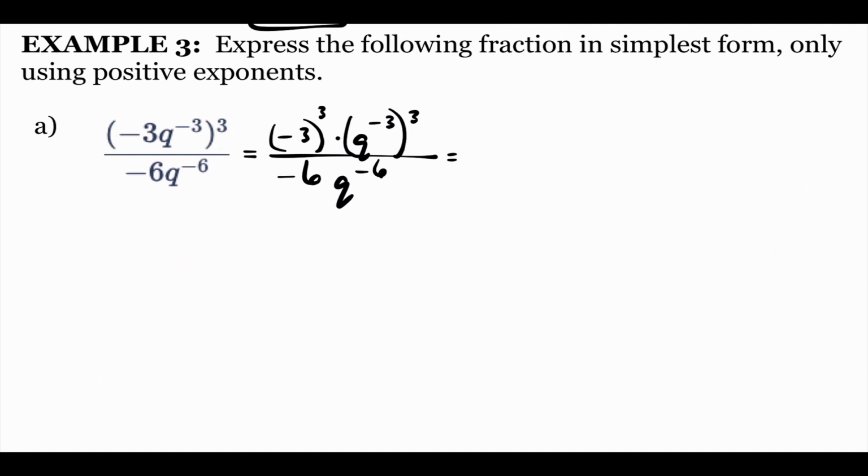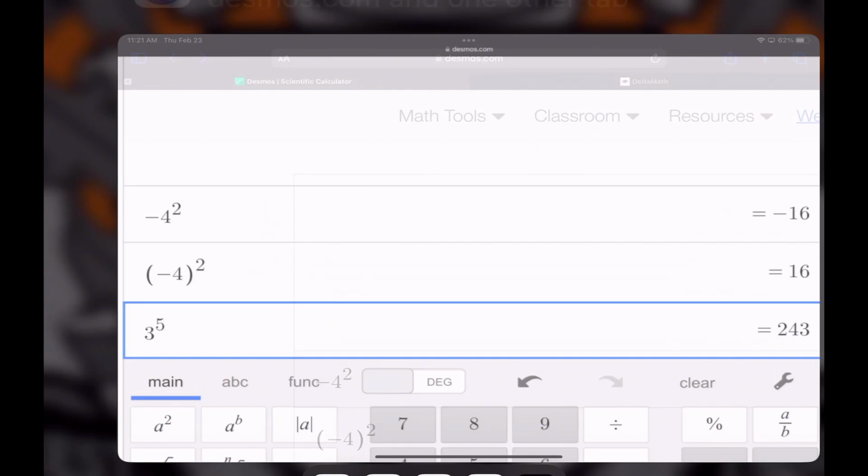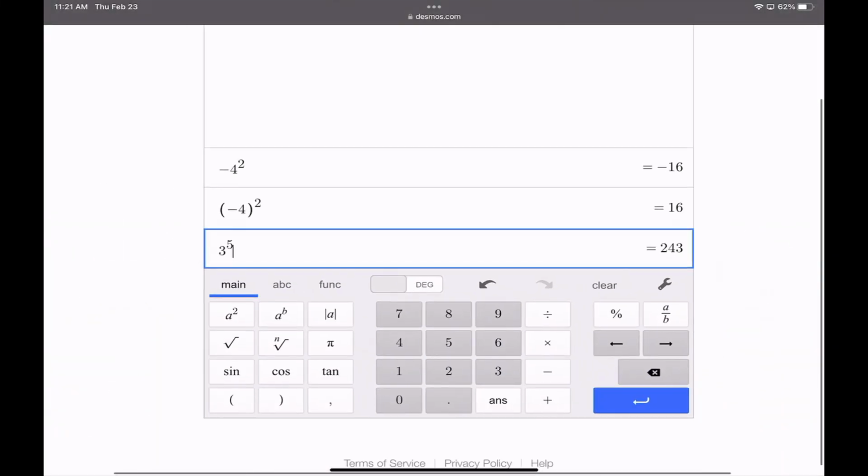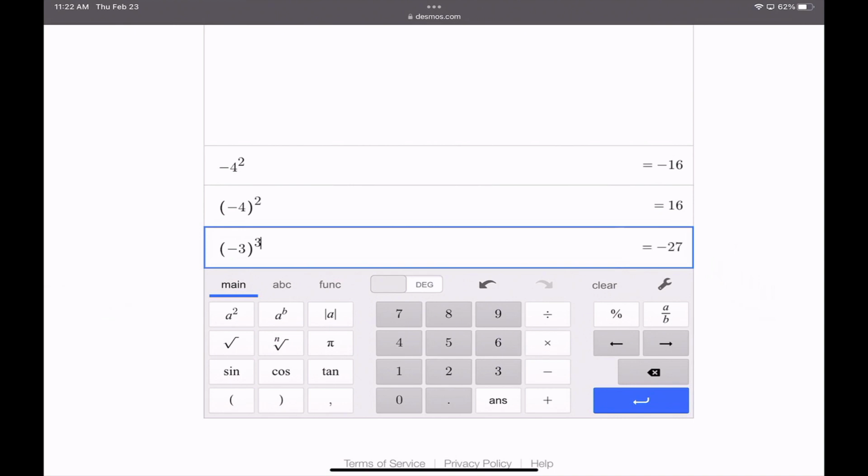All right. So -3 to the 3rd power means -3 times -3 times -3, right? So we go negative, I'm going to use parentheses, -3, parentheses, and I want to the 3rd power. I get -27.